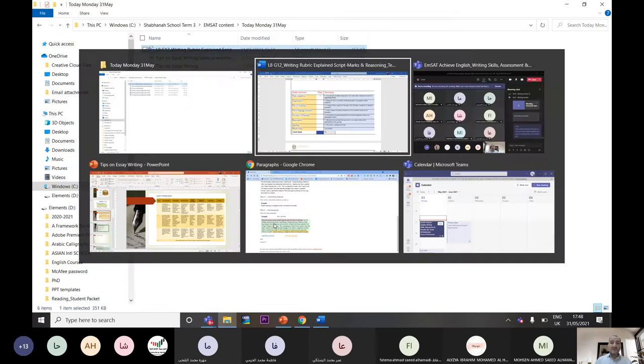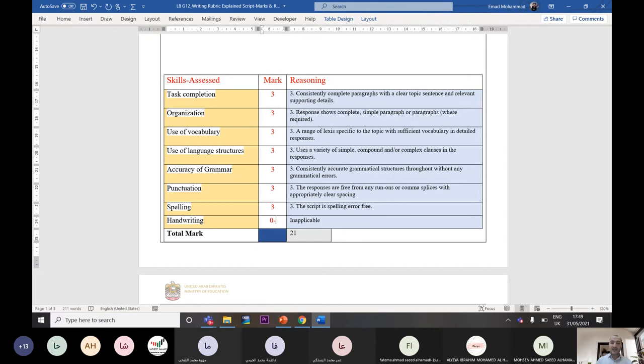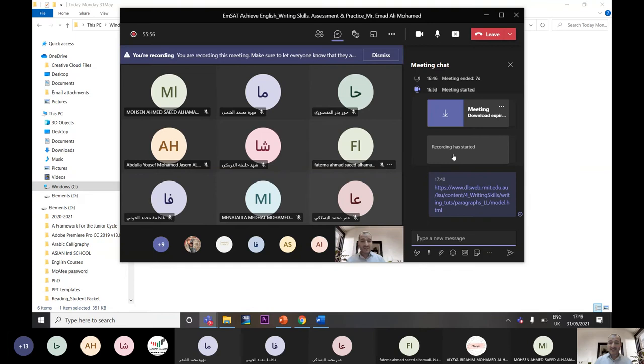If you ace this, 3, 3, 3, 3, 3, that means you will get the full mark and ace the exam. Okay, this is how I grade my students' writing. Well, let's move on to the second part.